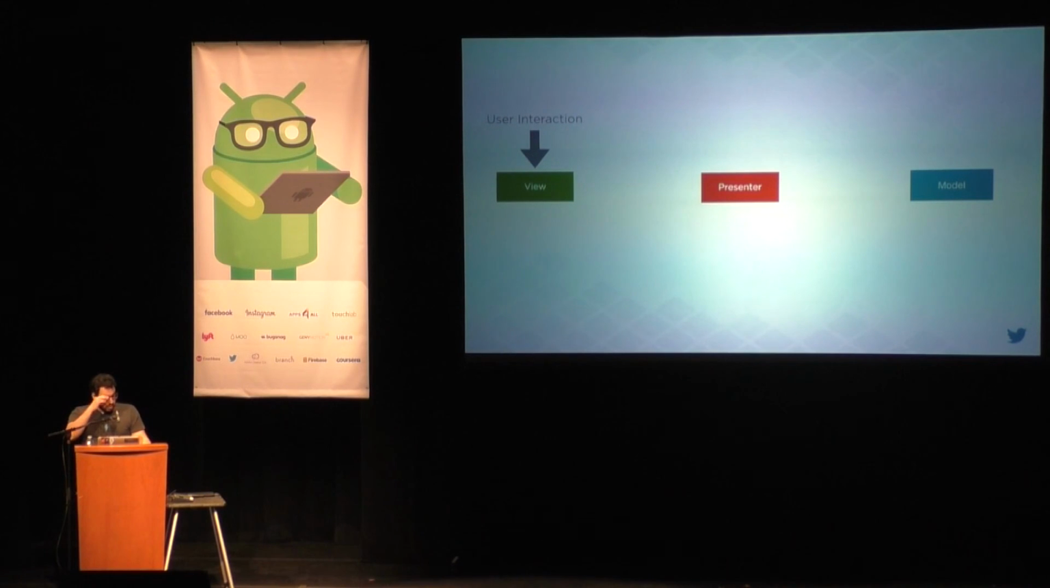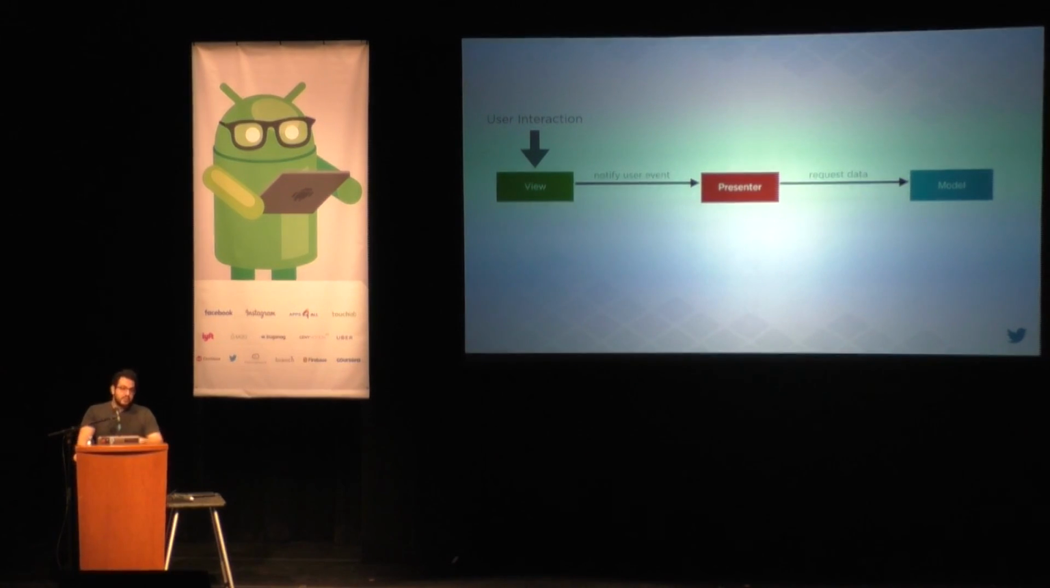So how does this work? Well, you have a view which receives the user interaction. That sends the call to the presenter saying this interaction happened, and the presenter is going to call the model and request the right data that the screen needs to render.